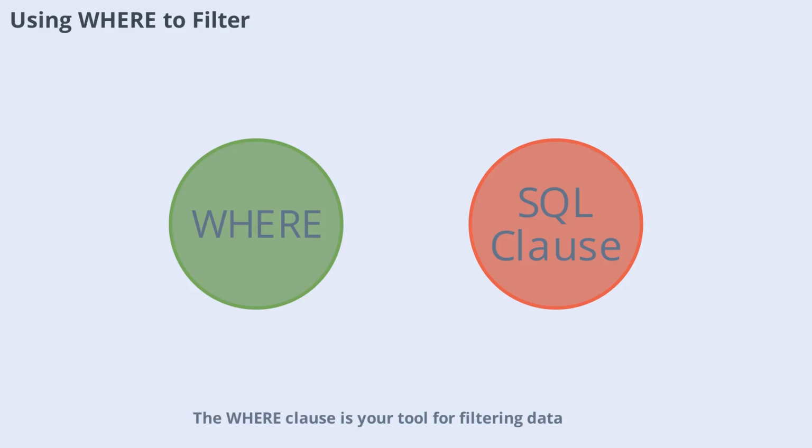The WHERE clause is your tool for filtering data. By adding WHERE to your SELECT statement, you can specify exactly which records you want. For example, you might look for customers who spent more than $5,000 or orders placed after a certain date. WHERE helps you narrow down your results to just what you need.